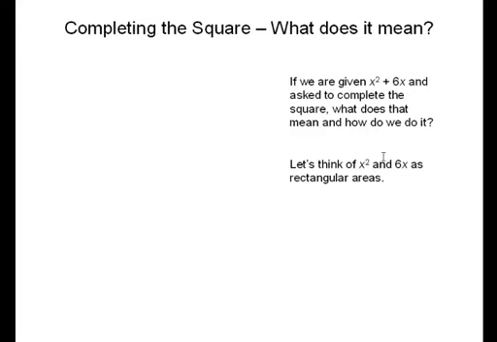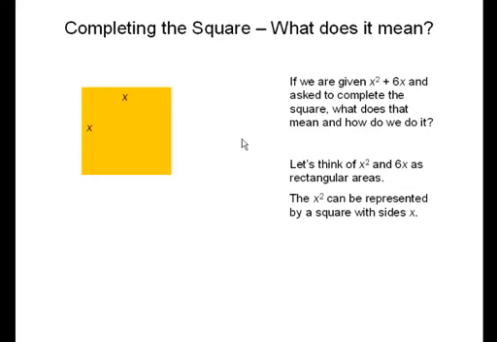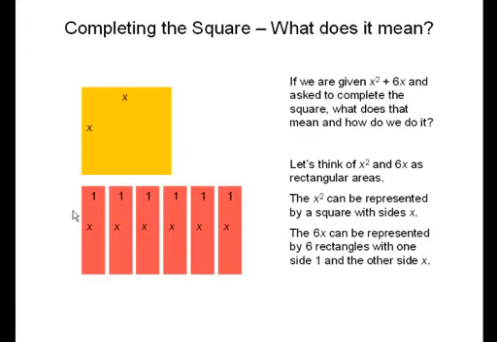Okay, let's first think of x squared and 6x as rectangular areas. Like this, we're going to take the x squared and represent it with a square. The sides of it are x, so the area of this square is x squared. Now let's look at the 6x, and we're going to use 6 little rectangles, each of them with one side x and the other side equal to 1. Together they add up to be 6x.